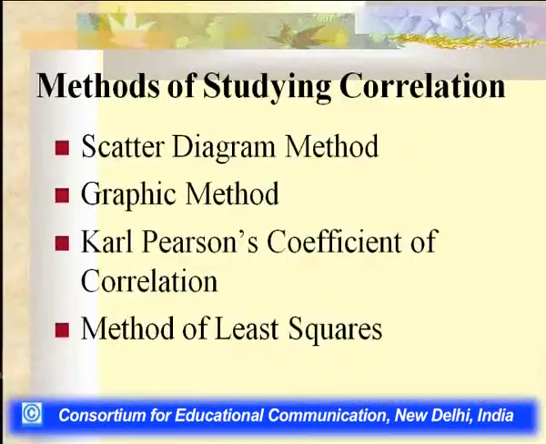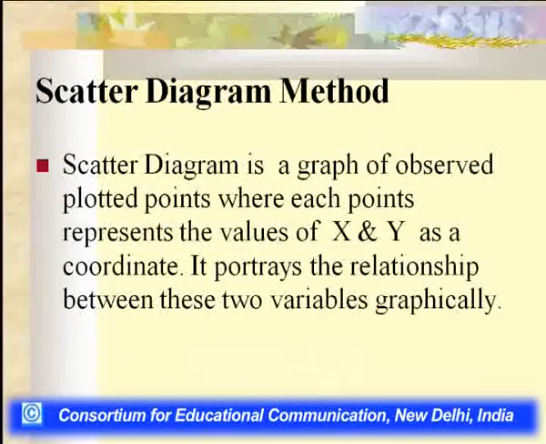So, under this we have a scatter diagram, we have a graphic method, we have Karl Pearson's coefficient of correlation, and we have the method of least squares. So, these are the 4 pertinent methods under study, and we will be taking them one by one. Starting with the first method, that is the scatter diagram method.